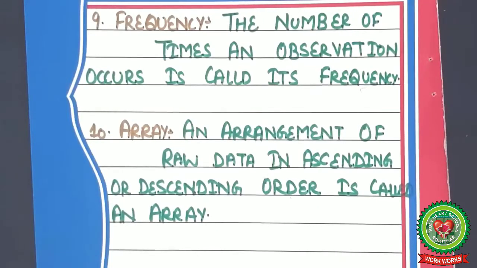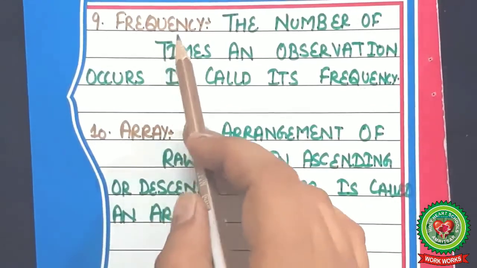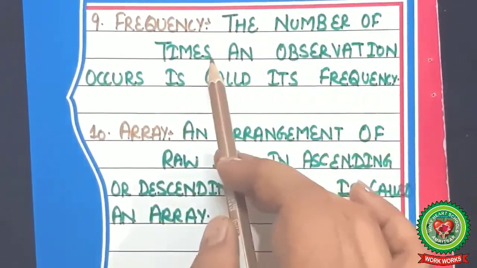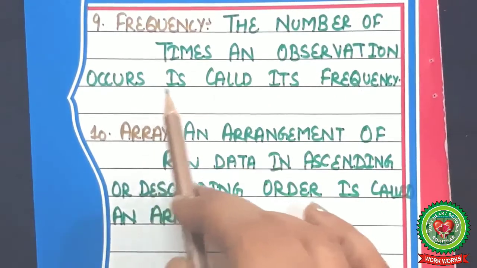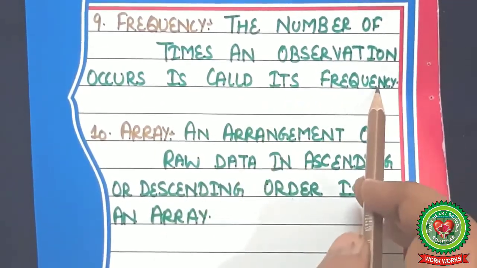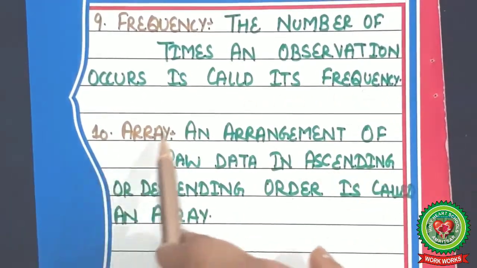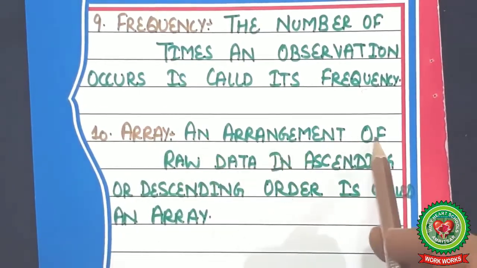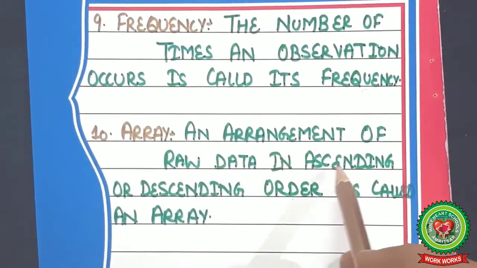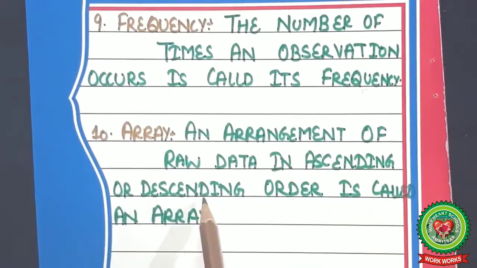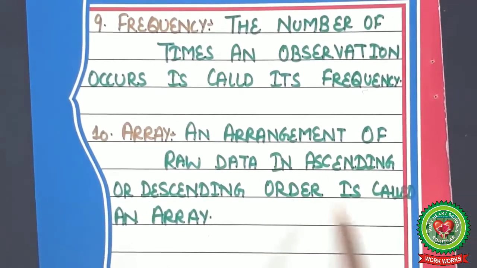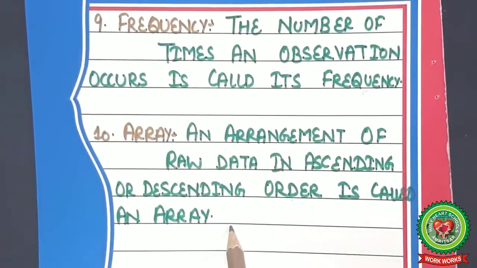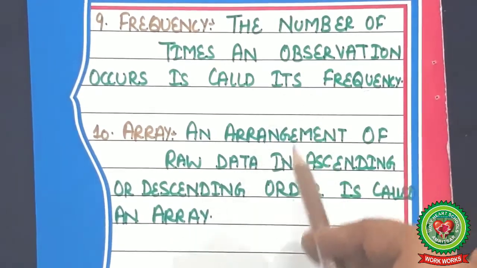Now, the next term is frequency. What is frequency? The number of times an observation occurs is called its frequency. And the next term is array. What is an array? An arrangement of raw data in ascending or descending order is called an array. So this was all about the terms related to the topic statistical data.